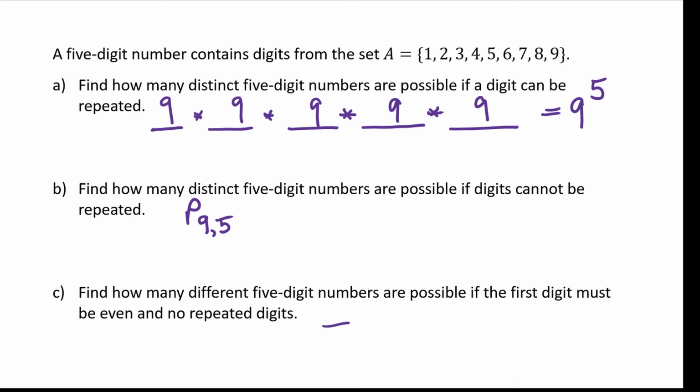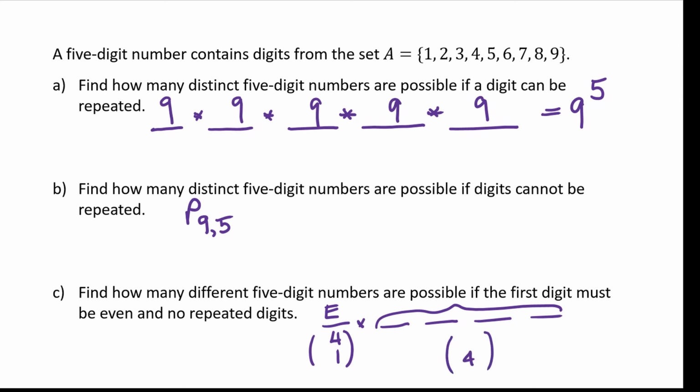So we still have 5 places. If the first place must be even, we look at the digits and we see that there are 4 even digits, 2, 4, 6, and 8. So from the 4 even ones, we choose one of those numbers. And then for the remaining 4 places, we're going to need to select 4. One of the even numbers is gone. We still have 8 other digits from which to choose. So the result is 4 choose 1 times 8 choose 4.